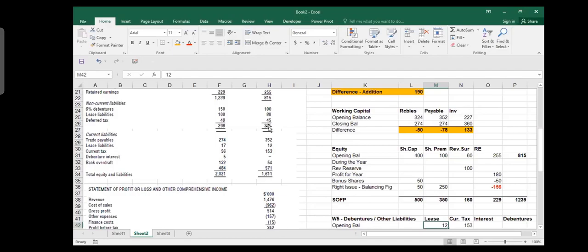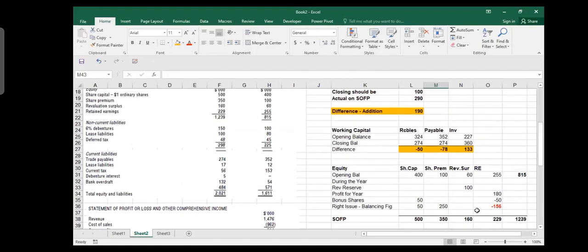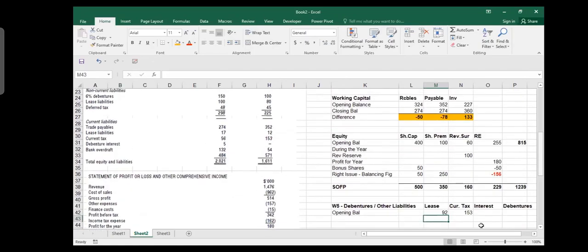So we should make a total of current and non-current. If you remember in the leasing standard, your total liability is split between current and non-current. So we should write down here $92, the current portion and the non-current portion of the lease liability. Agree with me? Okay. Debentures, you have 100. It is given here, 100. And interest, how much do you have? Nothing, because interest expense was nothing here. We take it as zero.